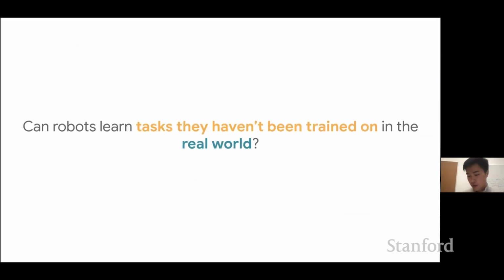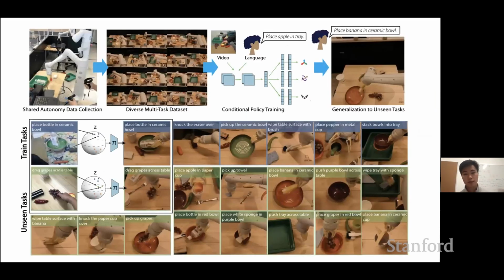So the goal of this work was to look at whether robots can learn tasks that they haven't been trained on in the real world. So not only are we doing multitask, but we want to generalize at test time to new tasks that it hasn't seen demos for. The setup is very simple.